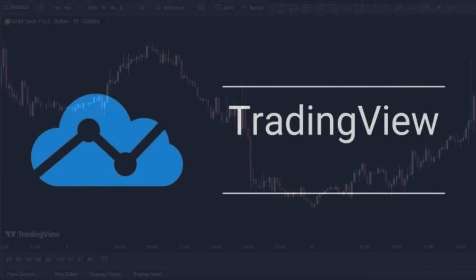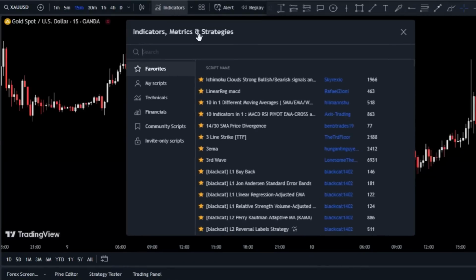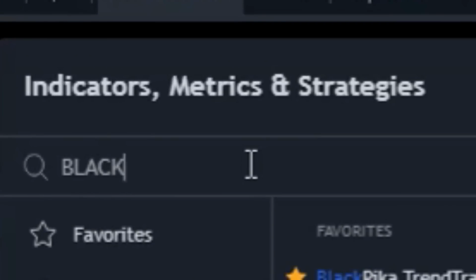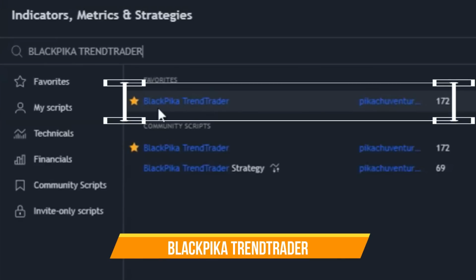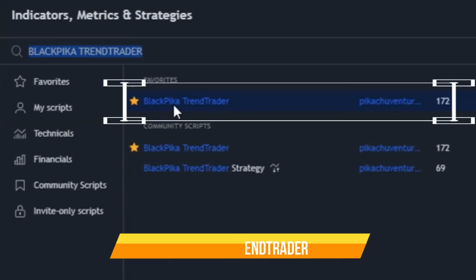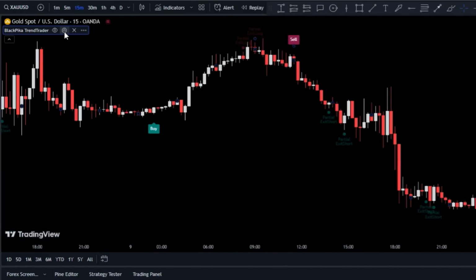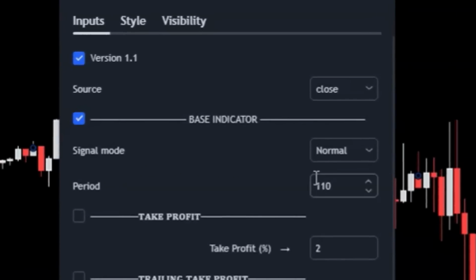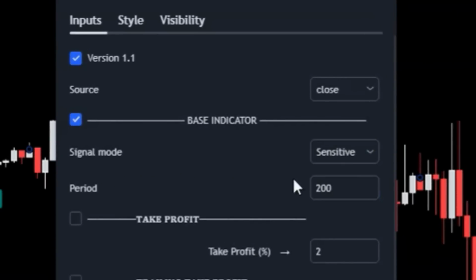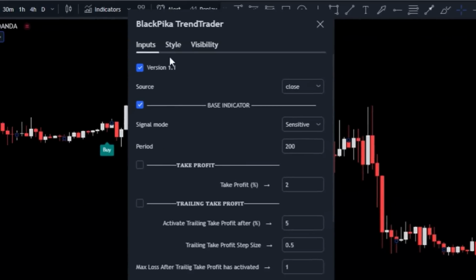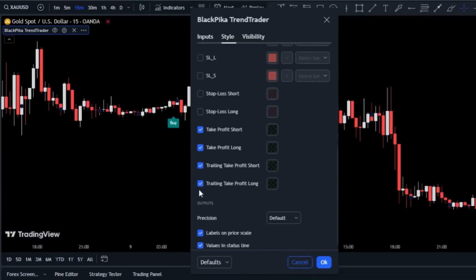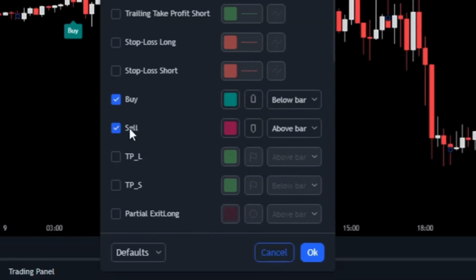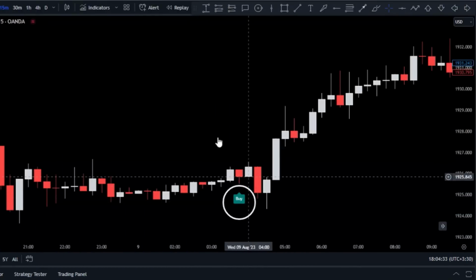Hey everyone, if you're on TradingView, pop over to the indicator section and search for BlackPickt Trend Trader and add it to your chart. Then, like I did, play around with the indicator settings to get those spot on signals. Now, you can enter trades with the buy and sell signals from the indicator.